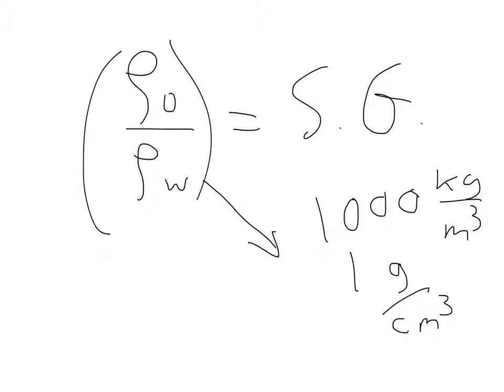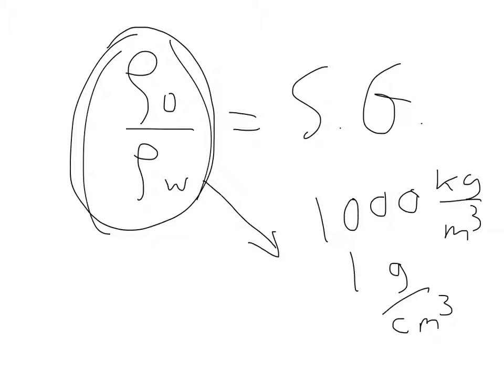So in other words, if the density of the object is 3 grams per cubic centimeter, then its specific gravity is 3. If its specific gravity is 10, then the density is 10 grams per cubic centimeter, or 10,000 kilograms per cubic meter. So this ratio here essentially gives you the density. That's really helpful to know.